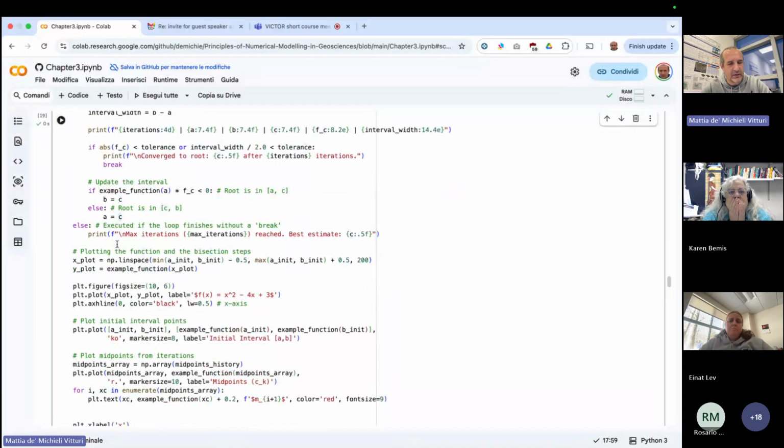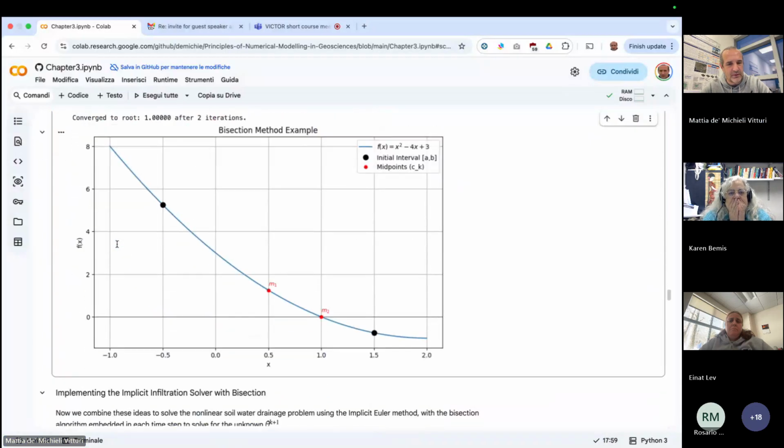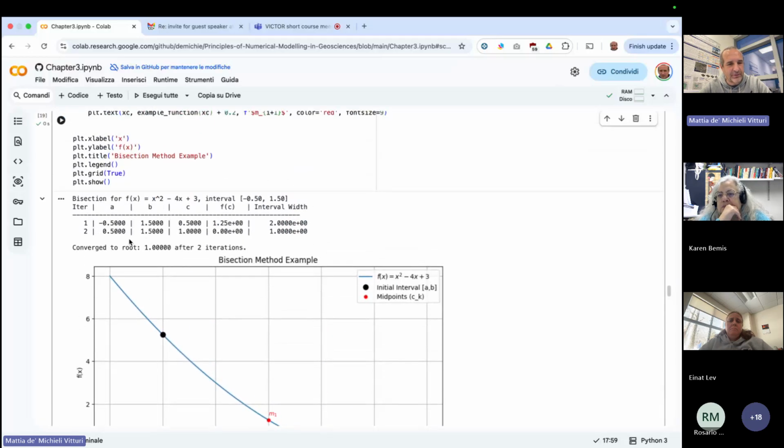And so we can see here what we have done. We have started with these two black points. Then M1 was the first middle point. So the new interval is between 0.5 and 1.5. The new middle point is M2, and M2 in this case, it's already the exact solution. And so after 2 iterations, the algorithm converged to the solution.